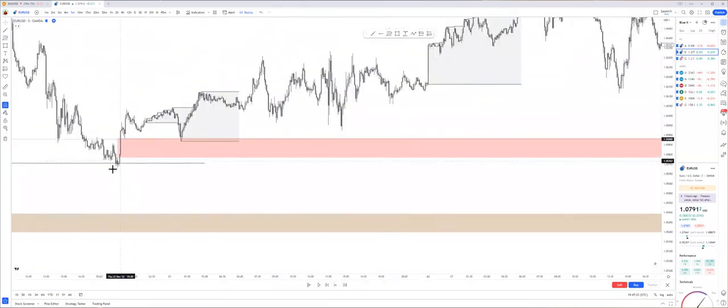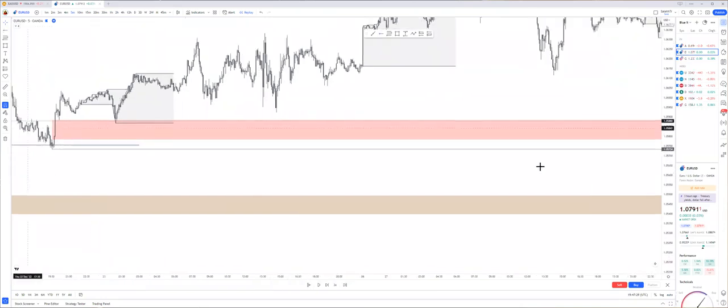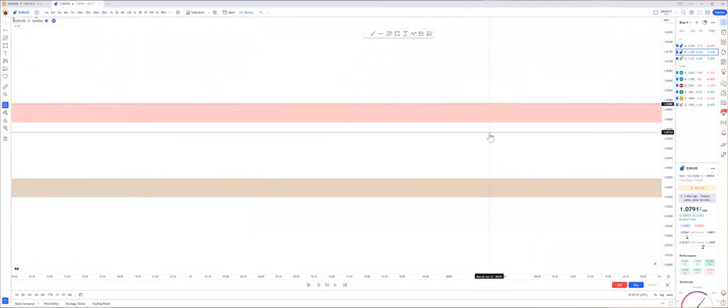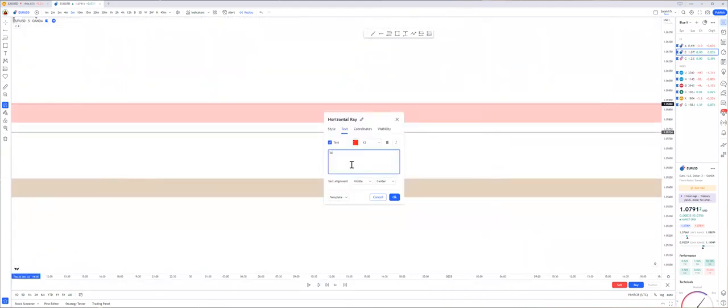this demand zone. This is basically the low. So what I might do is mark this low out, because if it goes below this, this invalidates my trade. So I'll mark that out. I can even label that if I want. So, low, and I can extend this to the right. That way now I can see it over here.